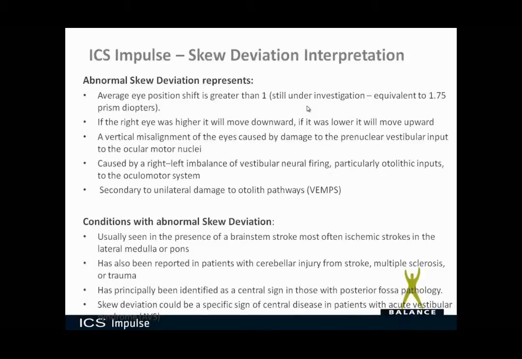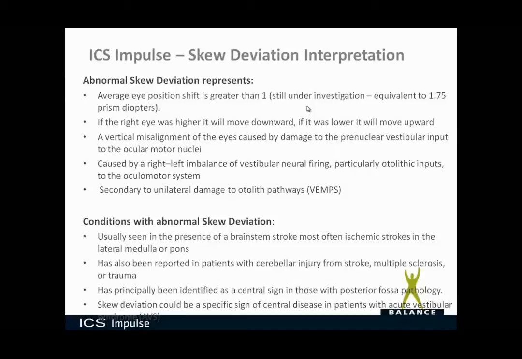Now, the other thing is, if you read research regarding skew deviation, often it's reported in how many prism diopters the eye had moved. And basically, a prism diopter is a deviation of 1 centimeter on a flat surface 1 meter away from the prism. Well, we don't measure that way obviously with a goggle, but just so you know, 1 degree of eye movement is equivalent to 1.75 prism diopters. So if the right eye was higher when you first did the test, it will move downward when the eye is covered, and if the right eye is lower, then it will move upward.